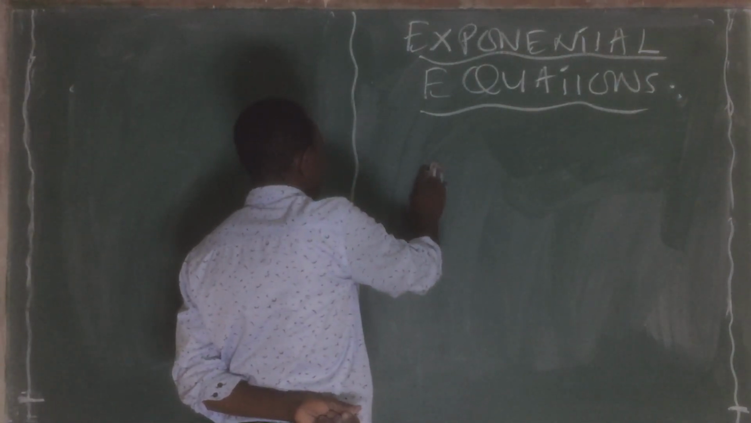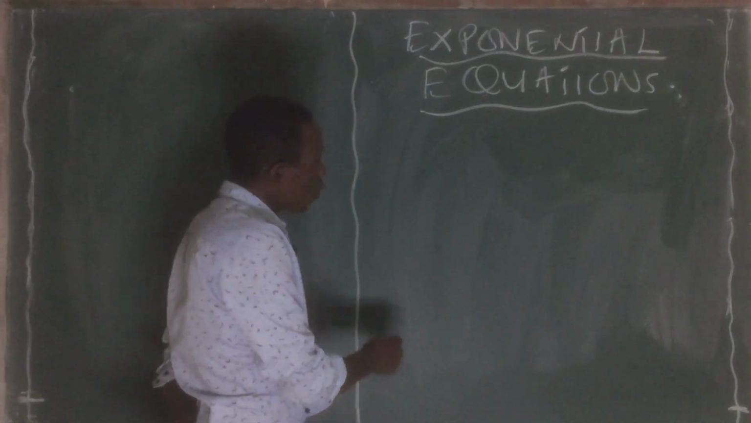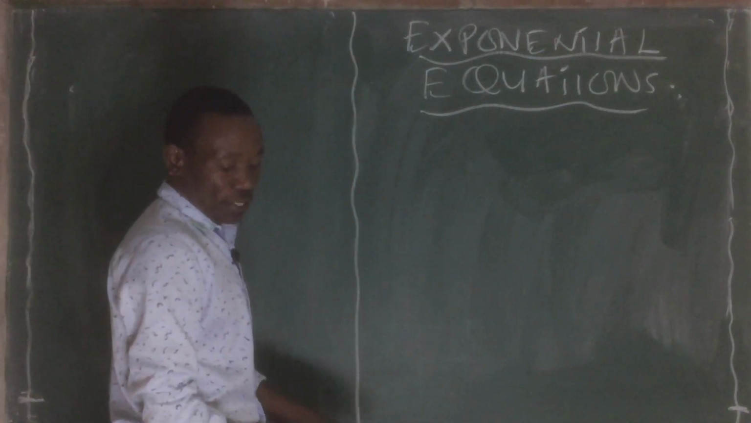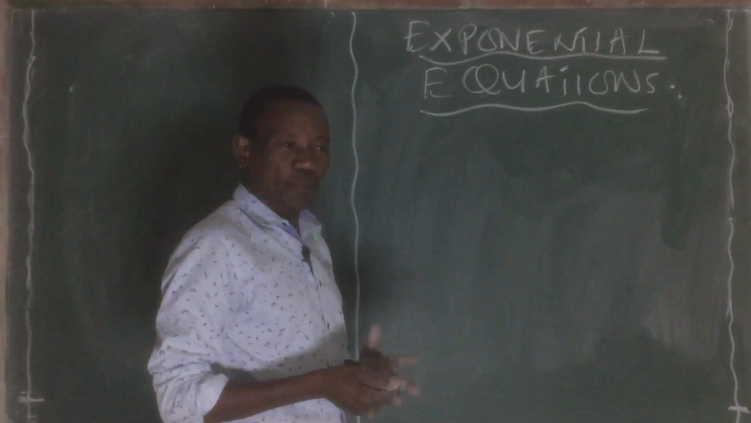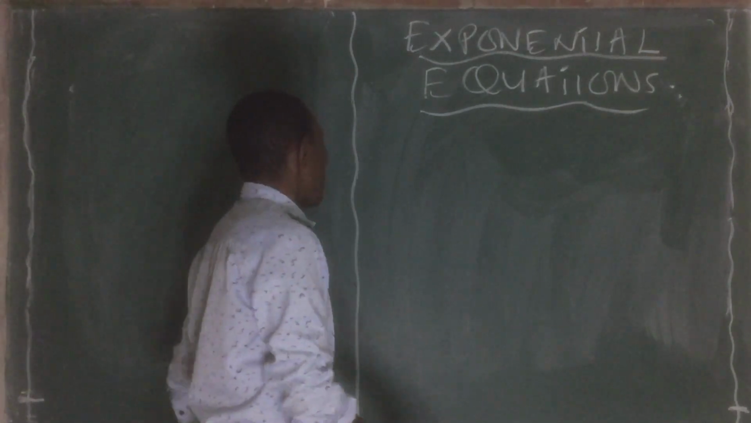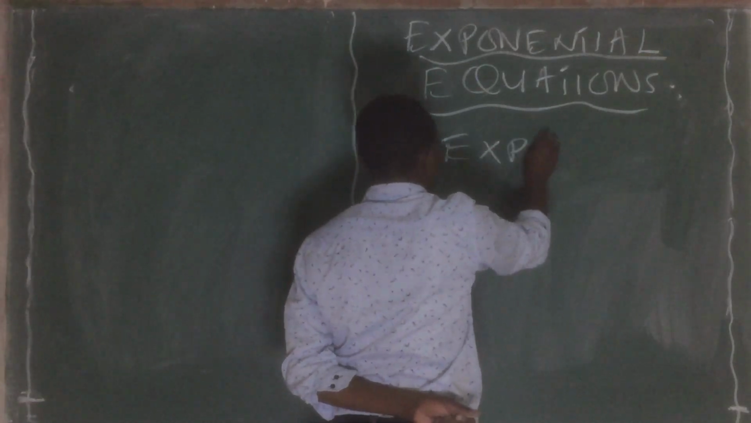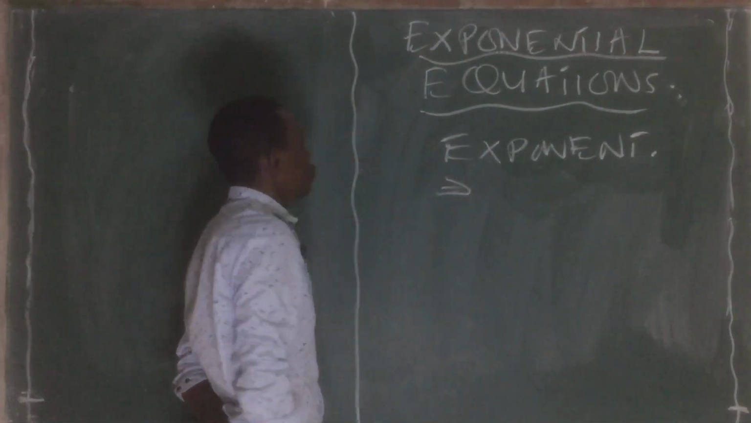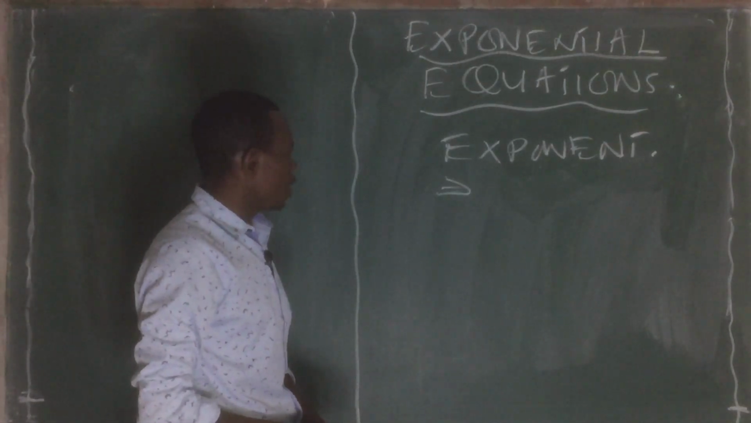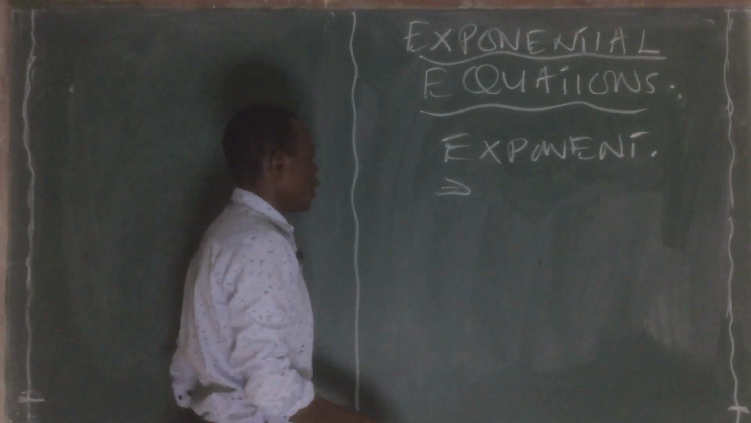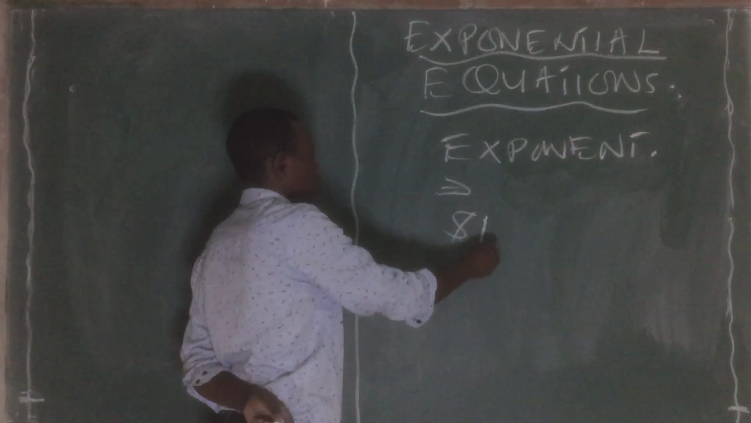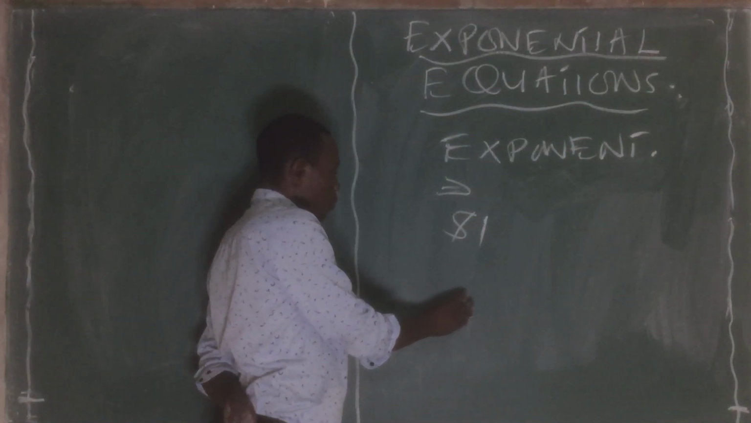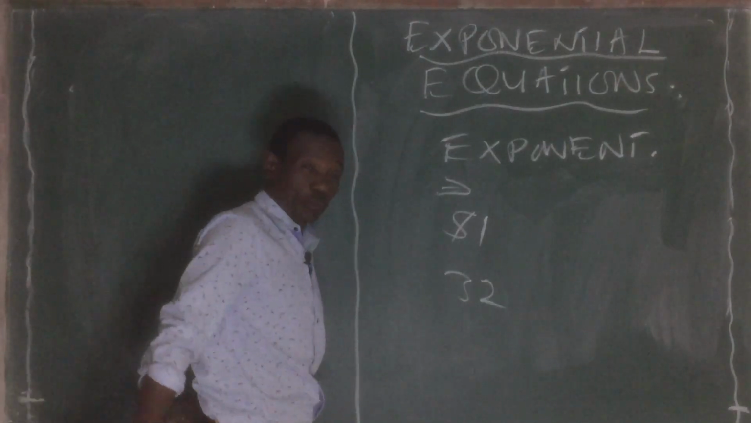So first, let's discuss the exponent. Here we are going to express numbers as a certain power of a certain base. So let's discuss what the exponent is first, then after we will model up the exponential equation. Consider a number, for example, 81, and any other number, like maybe 32.